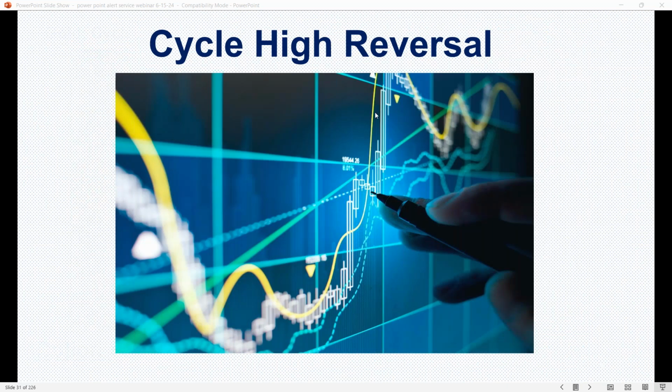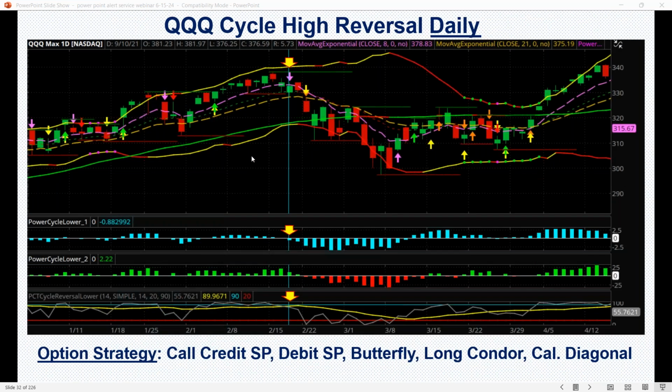And then we have the cycle high reversals. This is kind of where we are currently. We're up here at the top end of a range. We're above all the key moving averages. We're just grinding to the upside. Now, at some point, we're going to get buying exhaustion and markets will start to subside.